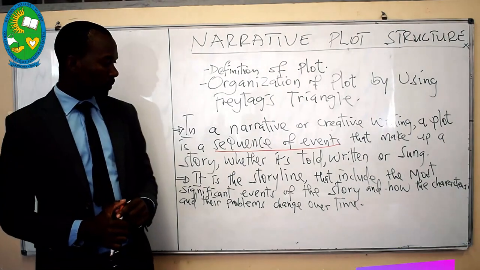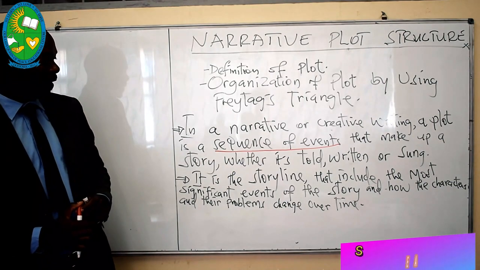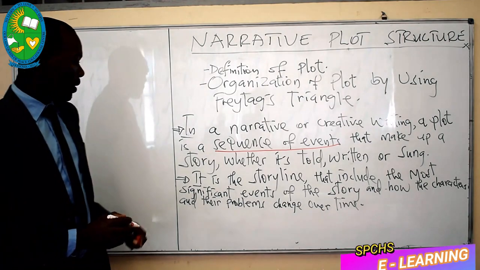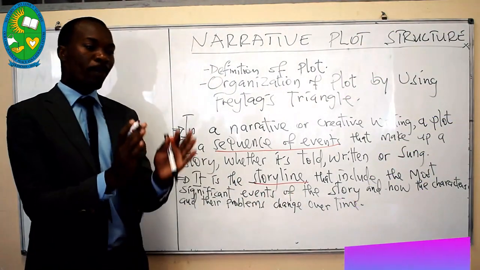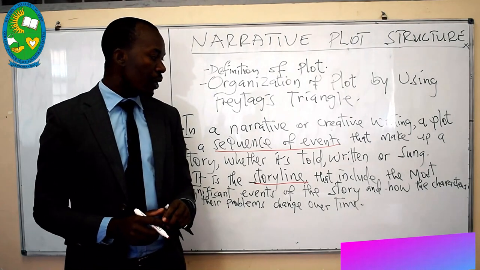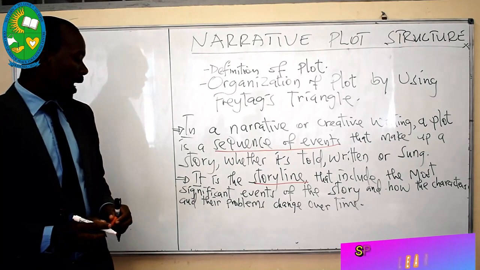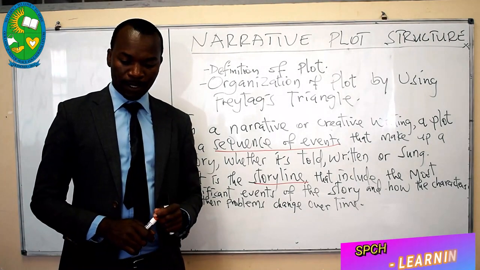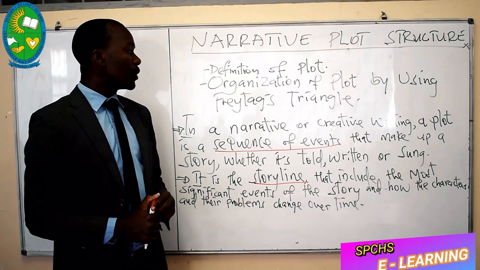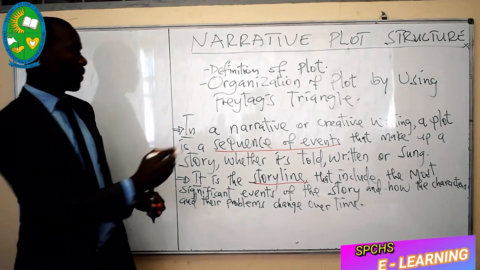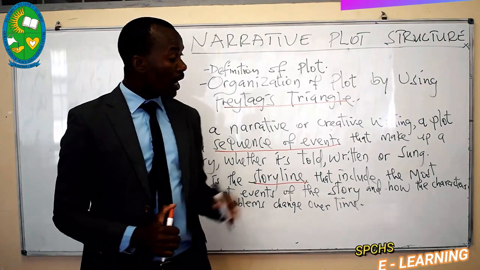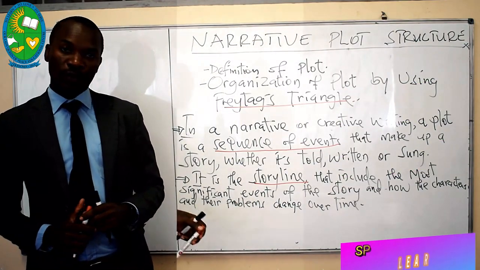It is the storyline that includes the most significant events of the story and how the characters and their problems change over time. We are talking of how the most significant events of the story relate with how the characters and their problems change over time. In this lesson, we will see the organization of plot by using what we call Freytag's triangle. This will be illustrated by a diagram that we will follow soon in this lesson.